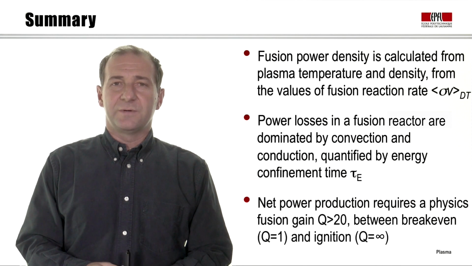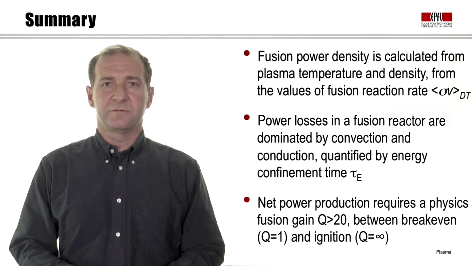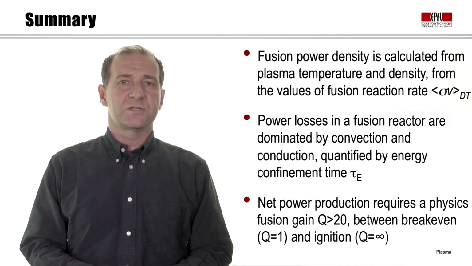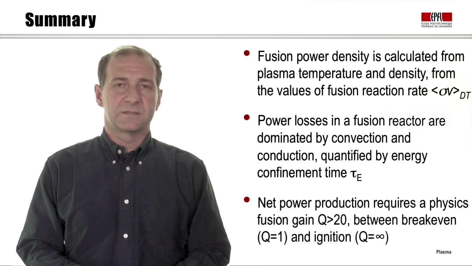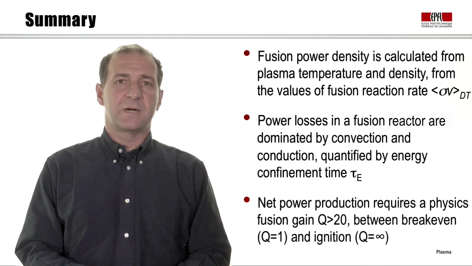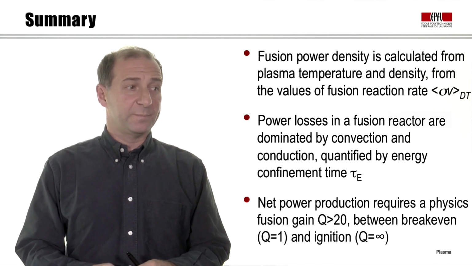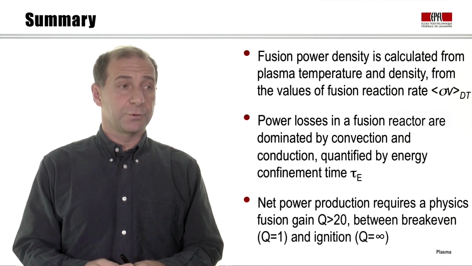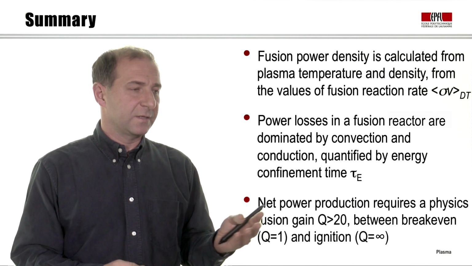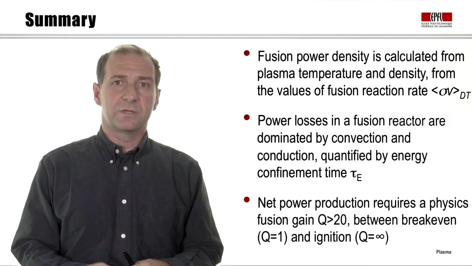In summary, we have seen that we can evaluate the fusion power density on the basis of plasma density and temperature using the fusion reaction rate sigma V. We can evaluate the power losses, which are dominated by direct losses, that is conductive and convective, and they are quantified by a single parameter called the confinement time, tau E. We also demonstrated that the net power production, that's what we want from a fusion reactor, requires a physics fusion gain larger than 20, and that is between the break-even condition, where Q equals 1, and the ignition condition, where Q goes to infinity.